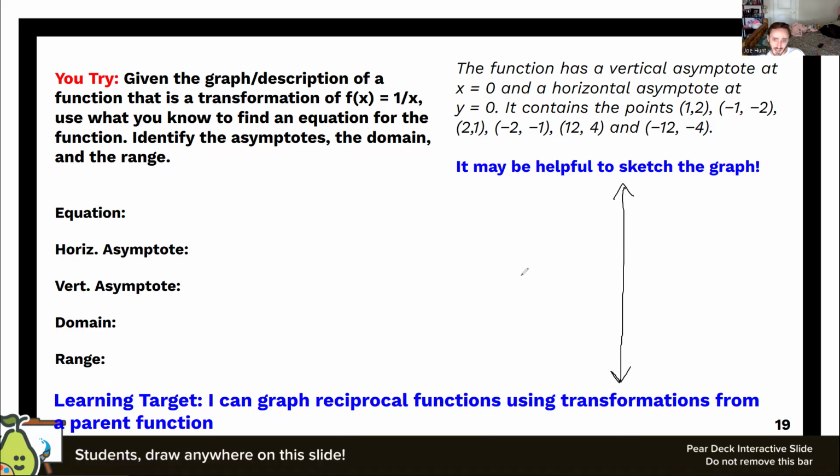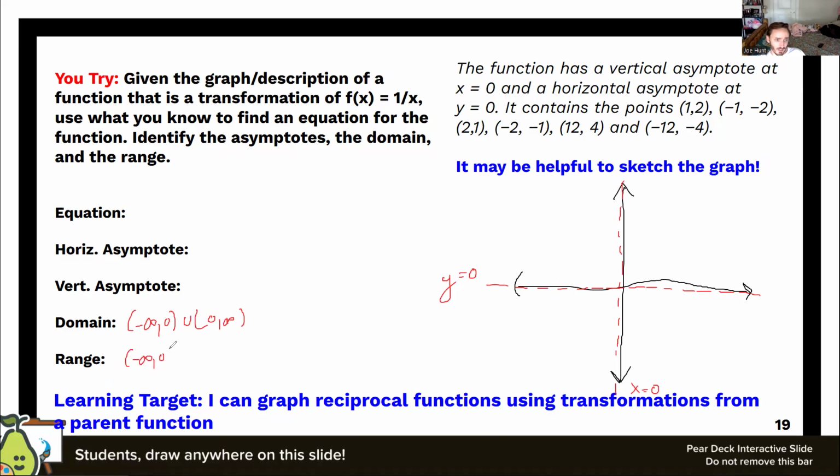I'm going to start by sketching a pretty rough graph. It doesn't have to be perfect. And I'm going to just jot down my important information, right? There's a vertical asymptote at x equals 0, so it's passing through the y-axis. So I haven't gone left or right at all. It's got a horizontal asymptote at y equals 0, which is passing through the x-axis. So I haven't gone up or down at all. So my domain and my range is no different than the parent function for 1 over x.